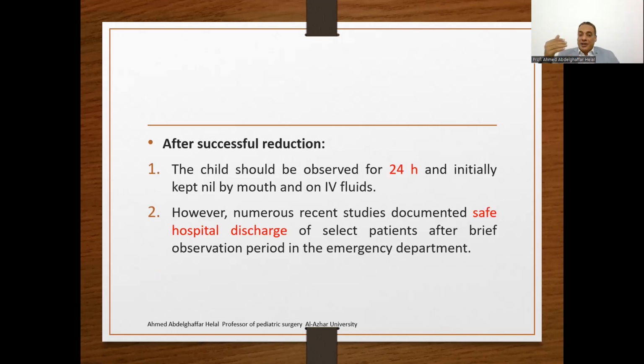After successful air reduction, the child should be observed for 24 hours, initially kept nil by mouth and on intravenous fluids. However, numerous recent studies and pediatric surgeons document safe hospital discharge of some select patients after brief observation in the emergency department.